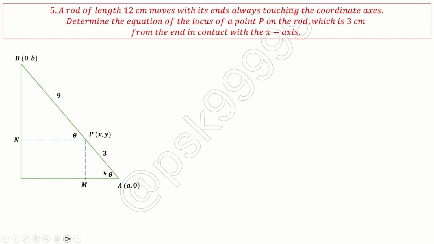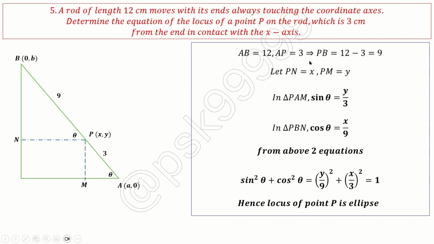You can easily solve this by taking this angle and the right angle triangle. AB is given as 12, AP is 3, so PB is 9. Let PN equal x and PM equal y. Then this point will become x comma y. Now in this right angle triangle, sin theta equal to y by 3. This is my y height. Similarly, in the right angle triangle with B and P, cos theta equal to x by 9, where x is my x coordinate.